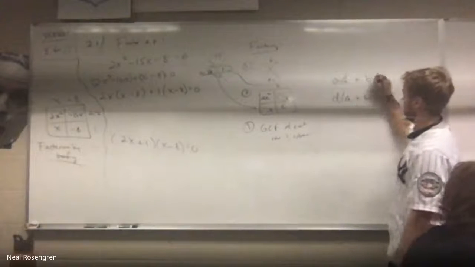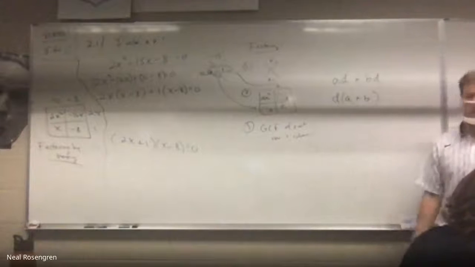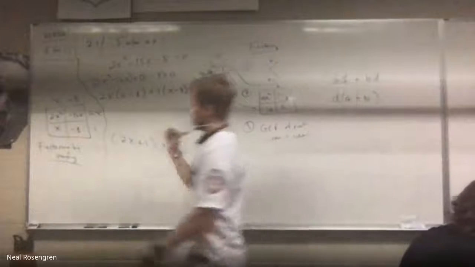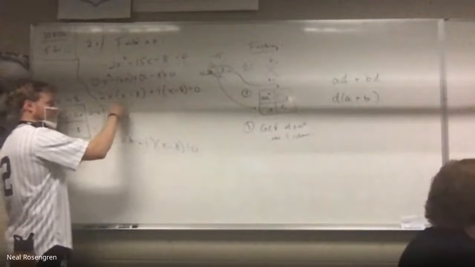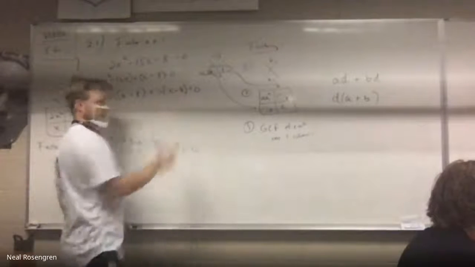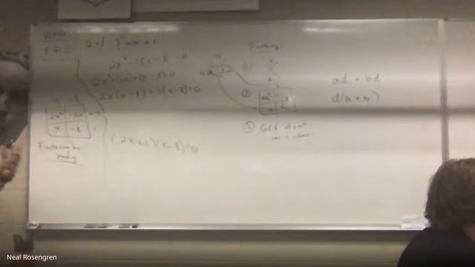Two things being multiplied here, two things being multiplied here. What do they have in common? You said D. So we took out D once and we wrote down what was left. 2x times x minus 8. Two things being multiplied there, 2x and x minus 8. 1 times x minus 8. Two things being multiplied there. What do they have in common? X minus 8, the whole thing, right?